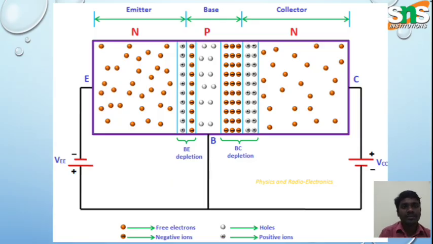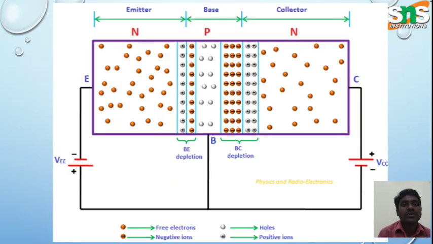The emitter is connected to the negative terminal of the battery, and the collector is connected to the positive terminal of another battery. Both are connected to the base, so the common base is connected in between the two batteries, the emitter and collector.